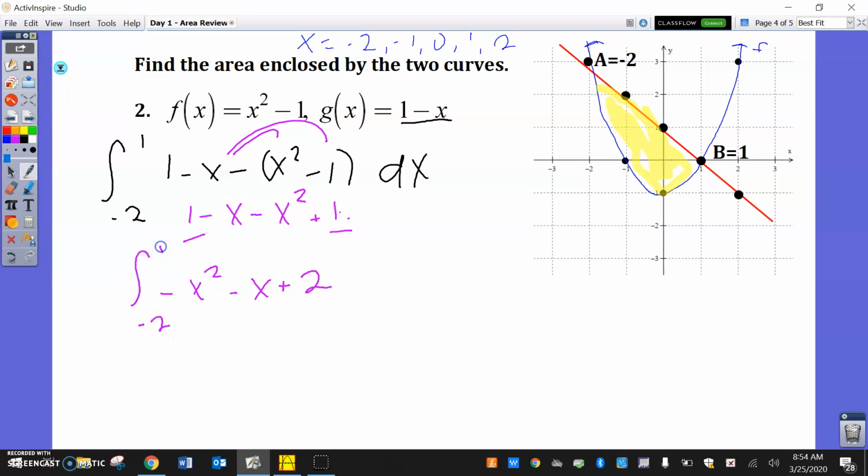Then I'm ready to do the antiderivative. I'm going to move this over here. So for the antiderivative, I'm going to add 1 to the exponent, so this new exponent is going to be 3. So the coefficient is going to be negative 1/3. So negative 1/3 x to the third, minus 1/2 x squared, and then when you have a constant, you just tack on an x with it to do the antiderivative. Then I'm going to plug in 1, get that answer, plug in negative 2, get that number, and then subtract the 2.